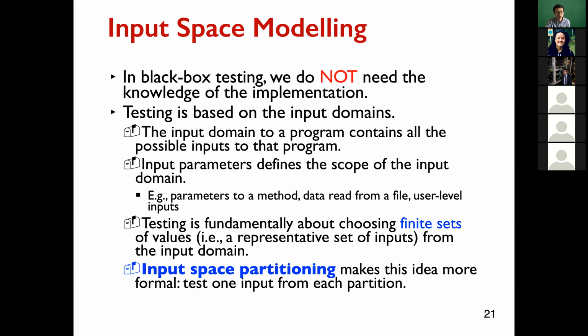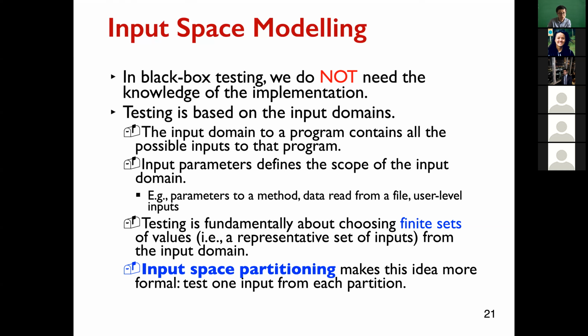right? So the input domain to a program contains all the possible inputs to that program. This is the input domain. And input parameters define the scope of the input domain. Input parameters can be the parameters to a method in a function, in code. It also can be the data read from a file or user level inputs, right? These are the parameters.